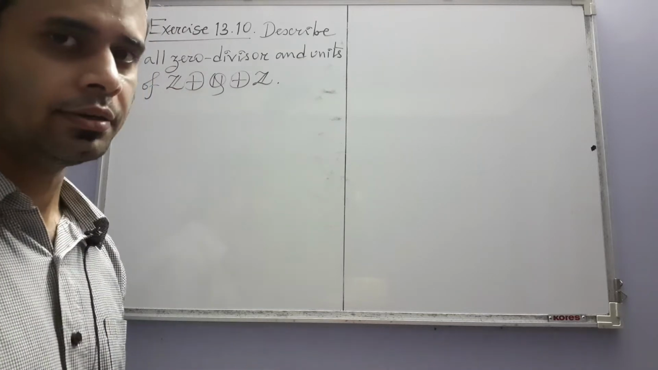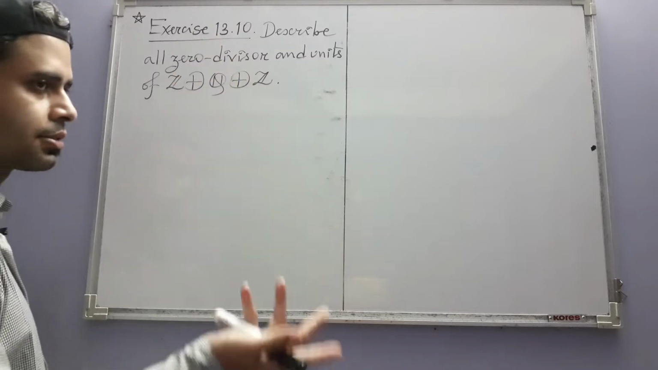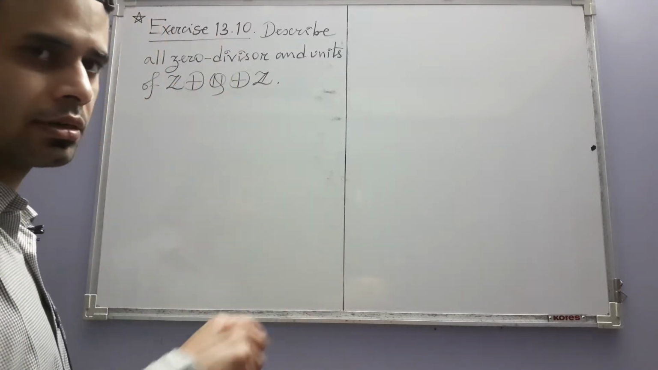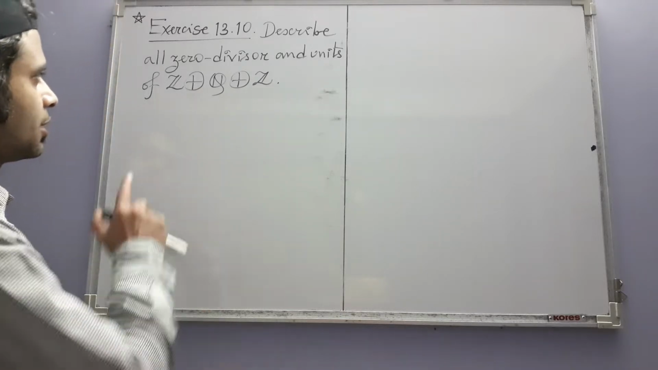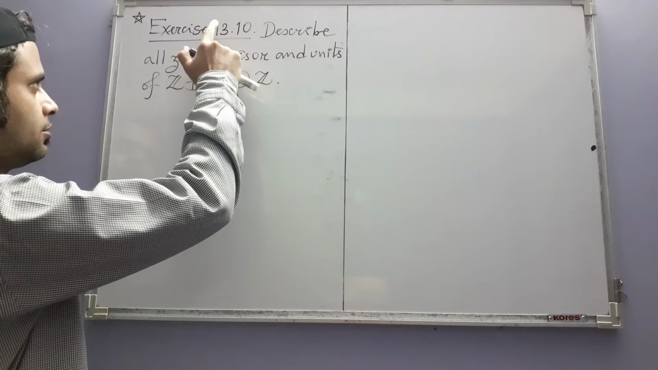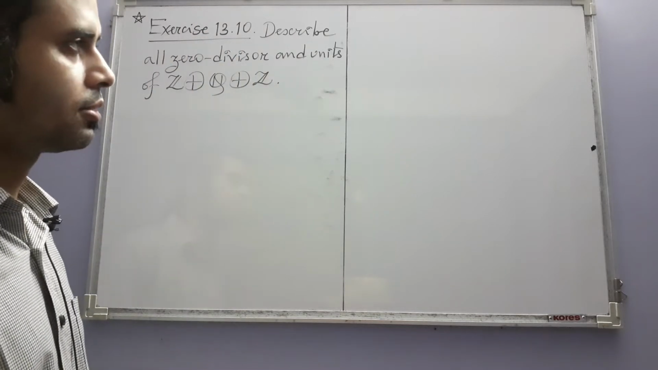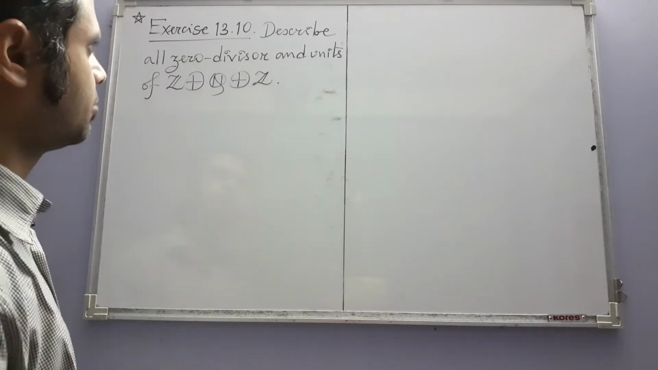Exercise 10.13. I am writing it this way because I already told you in the previous video, the group theory Gallian video, that from now on we are going to write the chapter number and then follow that up with the exercise number. So this is the 13th chapter, 10th exercise.